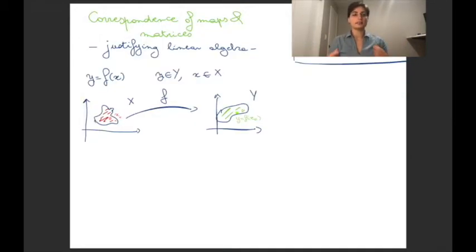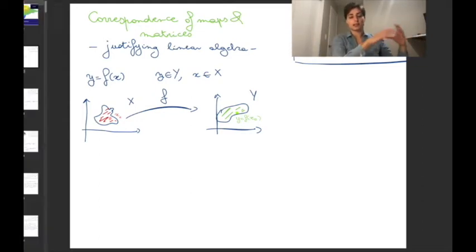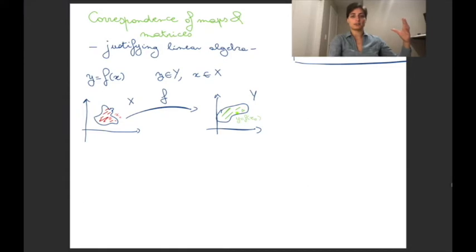Let's start by looking at the correspondence between maps and matrices. So imagine that you have a function that goes from the space capital X to the space capital Y. That is something that takes a point x0 and it brings it to y on the other side. So you have a correspondence. And you can think of having a set on one side that is also transported in a set of a different shape on the other.